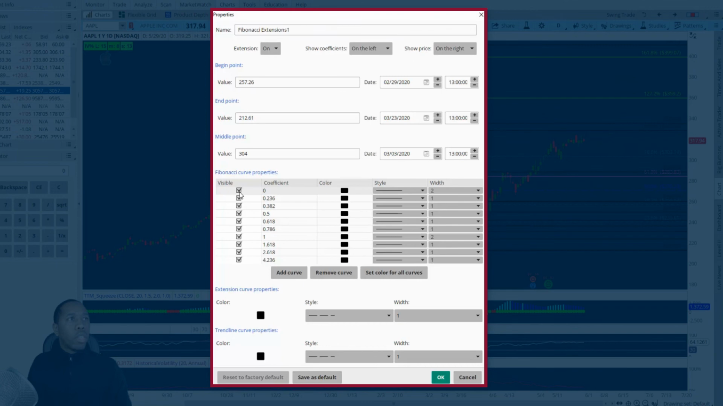And what we want to do is basically remove every coefficient except for 1. Sometimes you can use the 618, but I just like to use just the 1. And then we're going to make it red, so it stands out. And you can name this Fibonacci extension right here at the top. The coefficients, I like to keep everything the same, all on the right side. Show price, all on the right side. Extension is on. Hit OK.